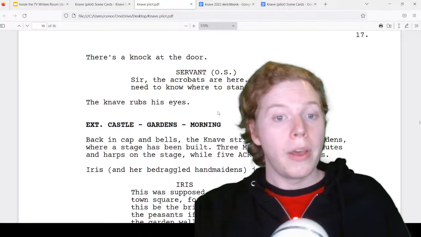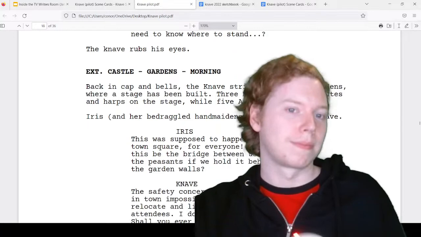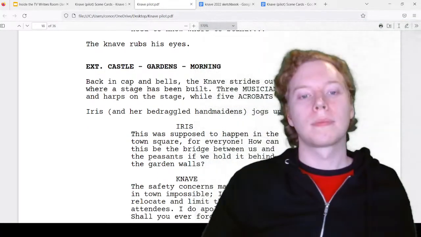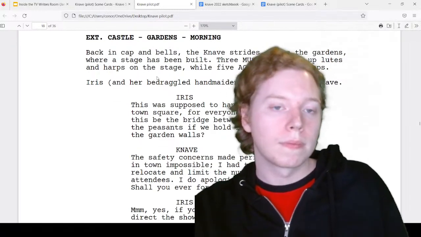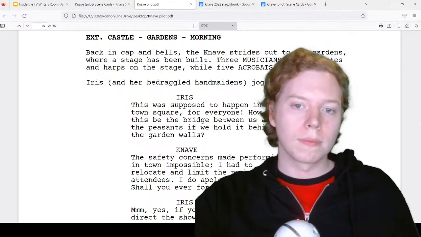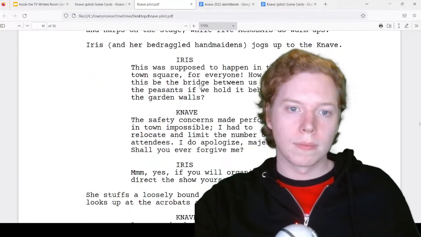There's a knock at the door. Sir, the acrobats are here. They need to know where to stand. The knave rubs his eyes. Exterior, castle gardens, morning. Back in cap and bells, the knave strides out to the gardens where a stage has been built. Three musicians tune up lutes and harps on the stage, while five acrobats do warm-ups.